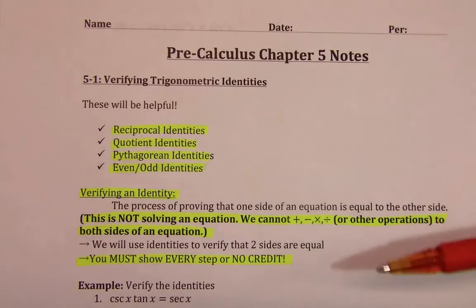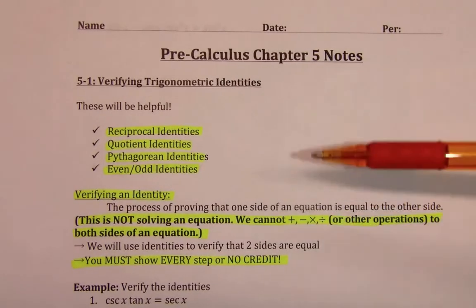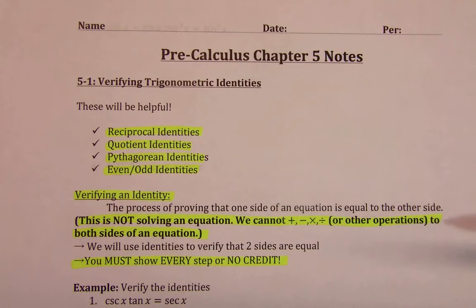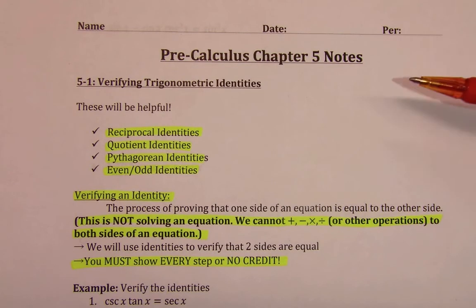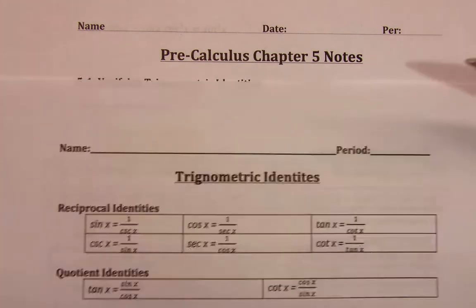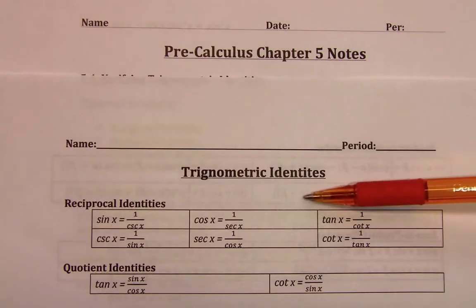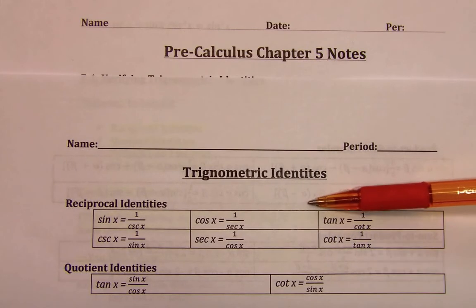Okay, so we're going to be starting chapter 5 now, and chapter 5 is a different kind of way of looking at trig functions than we have yet. What we're really doing is proving trig identities. So this trig identities paper is something you want to have out the whole time. This is going to be something that you need every single day.